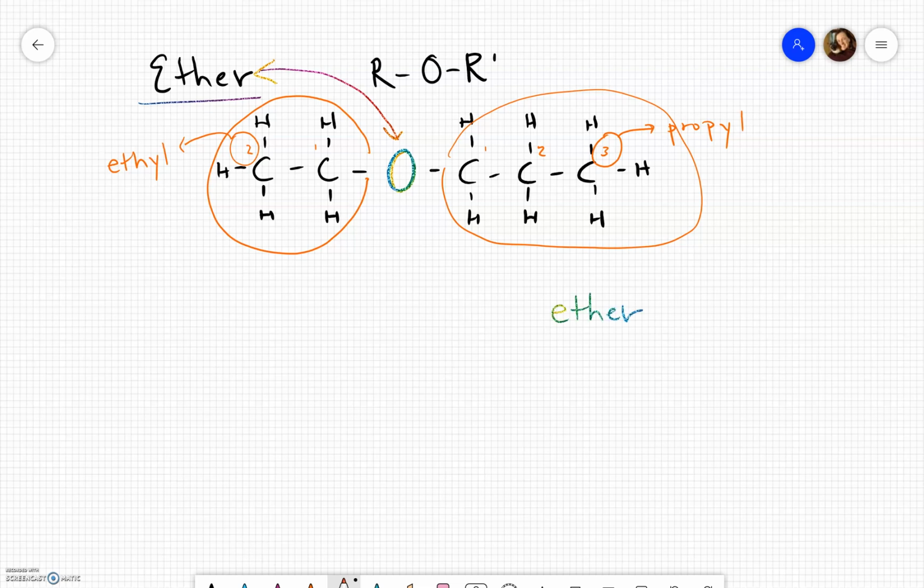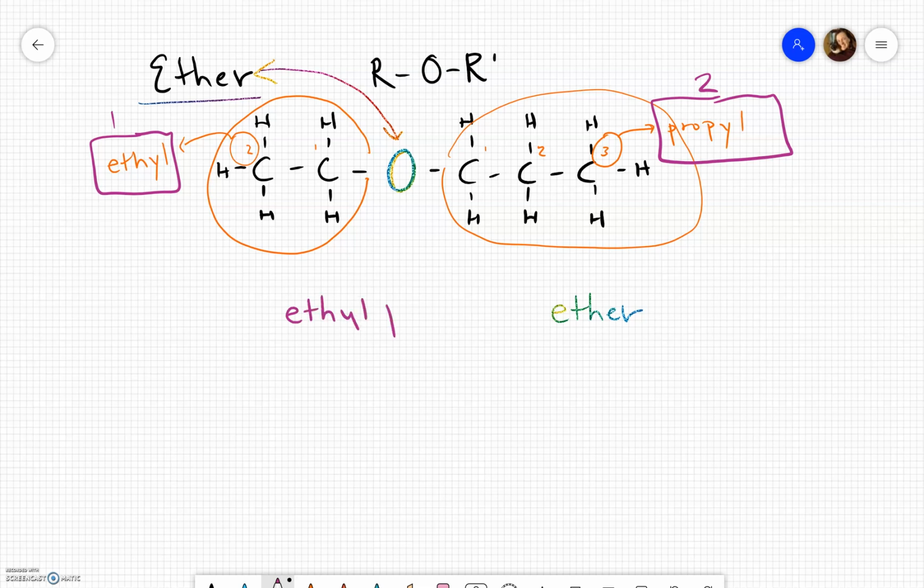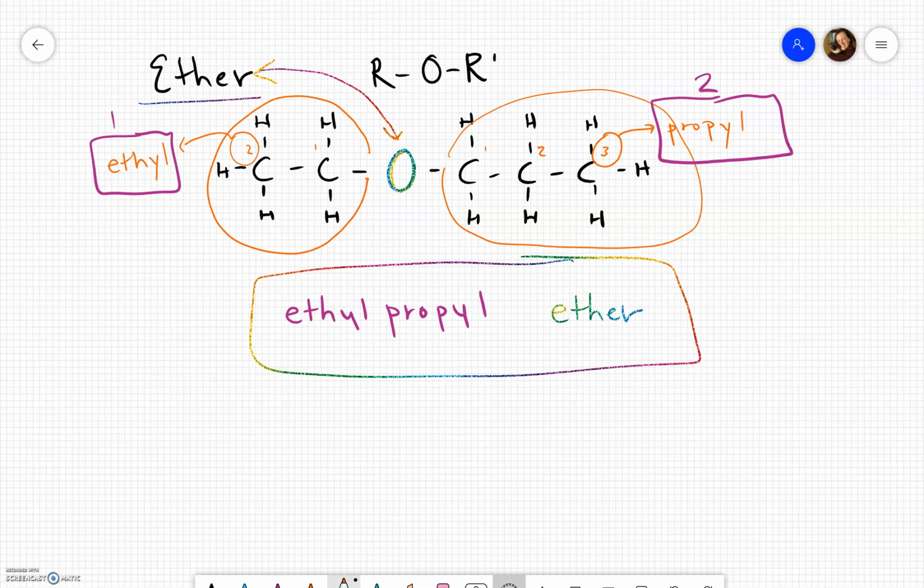And then I have to alphabetize. So if I think through my alphabet, I know that E comes before P. So I'm going to say that this is ethyl propyl ether. Ethyl propyl ether. Sorry for the extra space there. Let's get this a little bit prettier by moving it there. There we go. Ethyl propyl ether.